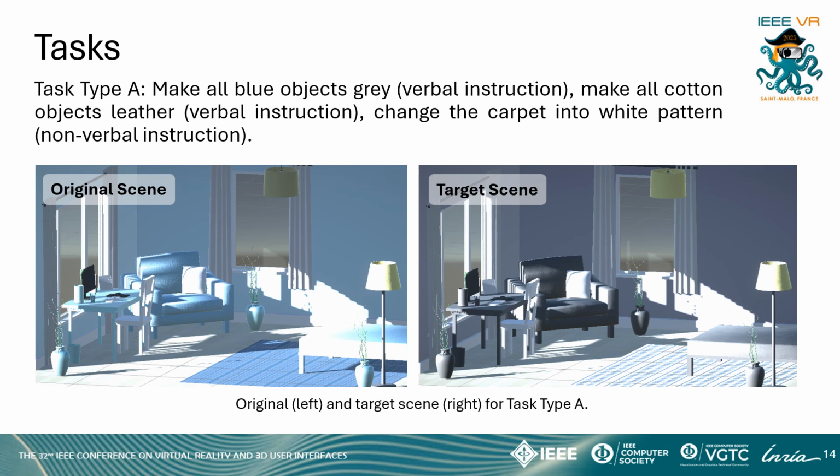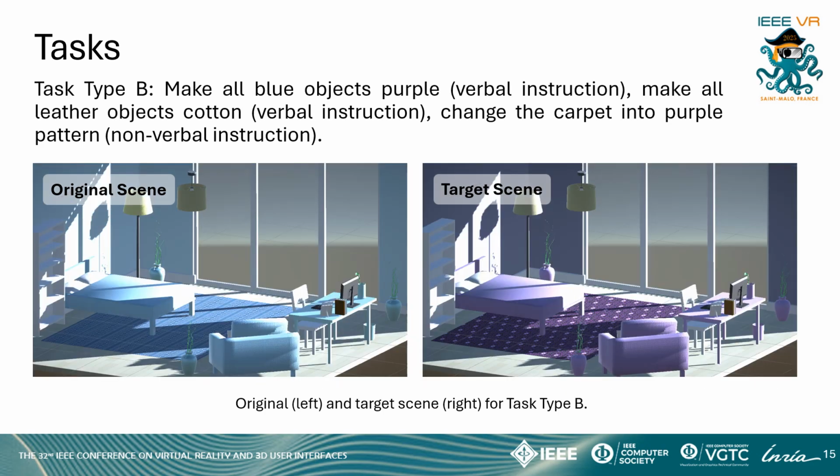Task type A involved making all blue objects gray, making all cotton objects leather, and changing the carpet into white pattern. The first two instructions were given verbally, while the third instruction was given in the form of an image. Participants did not know that they could refer to the carpet as white pattern. The purpose of including the carpet is to simulate cases when objects are difficult to reference verbally. Task type B is a variation of task type A. It involves two verbal instructions to change the color and material to a different state, and a non-verbal instruction to change the carpet to match the target appearance.